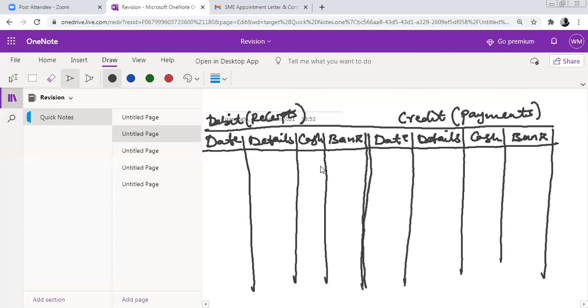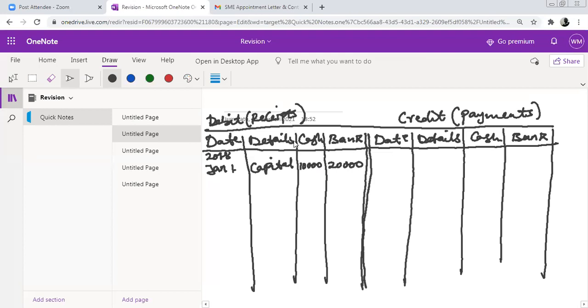So the first transaction says that he started business with capital in bank, 10,000, and cash 20,000. That is money the business is receiving from the owner in form of capital. So it is a receipt to the business. It is not a payment. Because it is a receipt, we come here and say, 2018, January 1, the business received capital. The cash was 10,000 and the bank was 20,000. The cash amount we put in the cash column, the bank amount in the bank column, both on the receipt side.